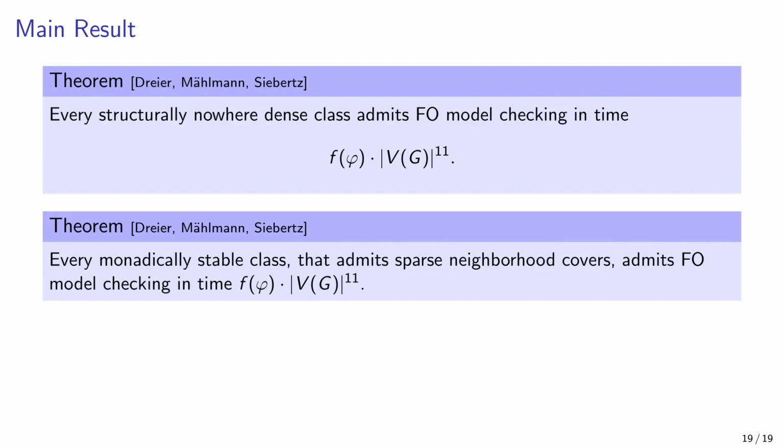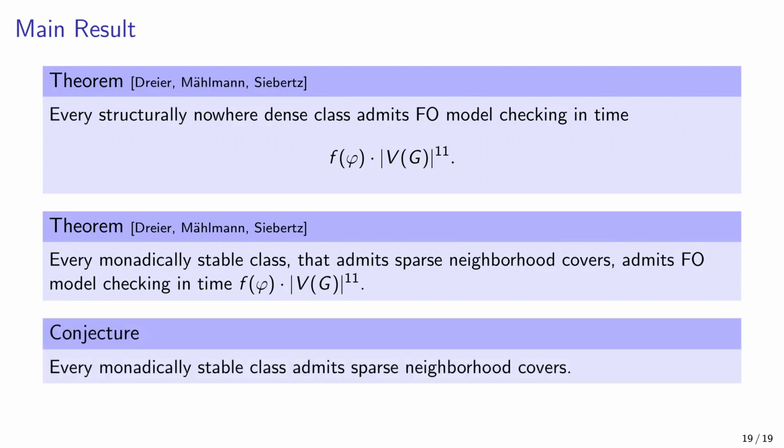For monadically stable classes, we are still missing the neighborhood covers. We conjecture that they exist there as well, and in this case, our algorithm would also work for monadically stable classes.